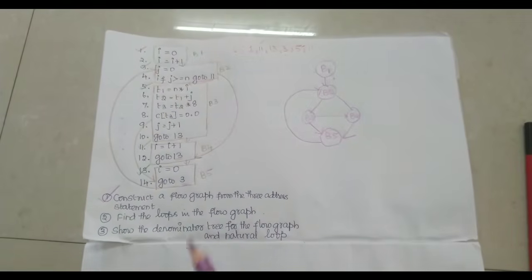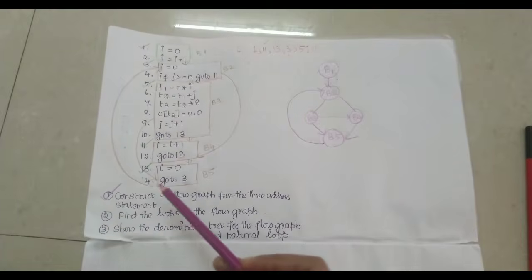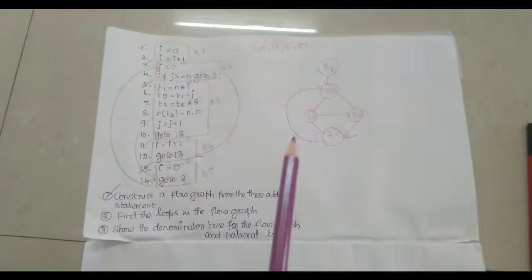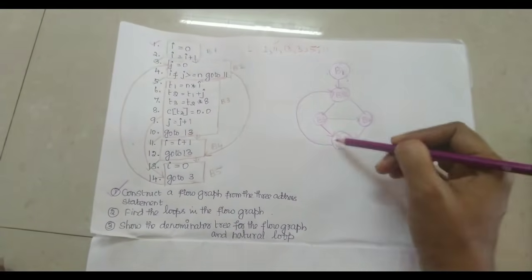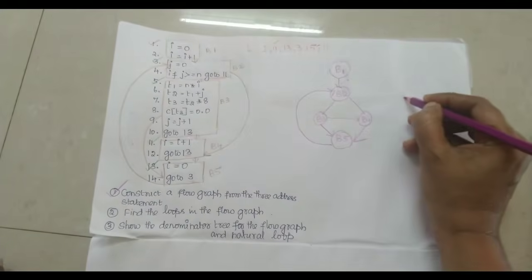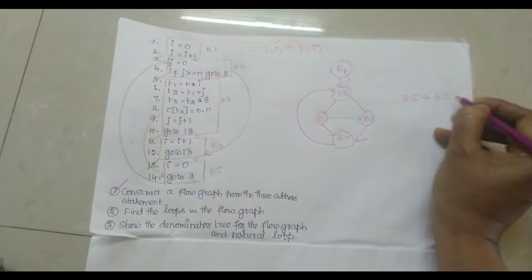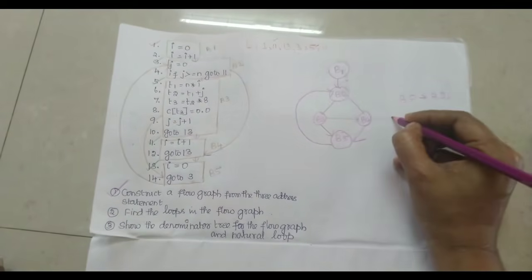And the first problem we have solved, that is how to construct a flow graph from the 3 address statement. And the second one, finding the loops in the flow graph. Now tell me how many loops are there here. Only from this flow graph there is only one loop, that is B5 to B2. So what are all the subsequent nodes it is following in this loop?